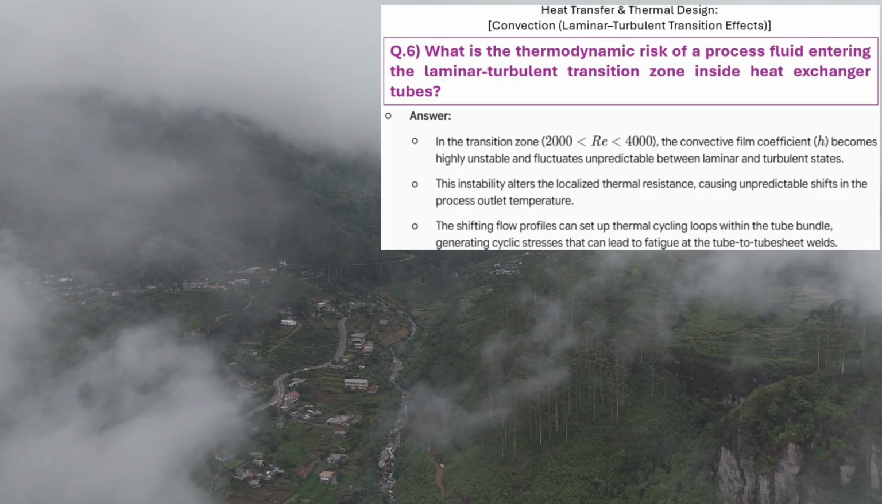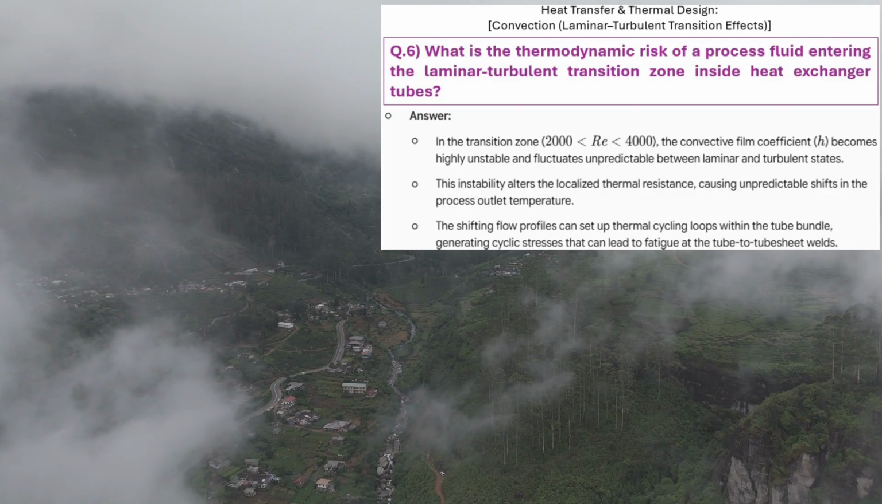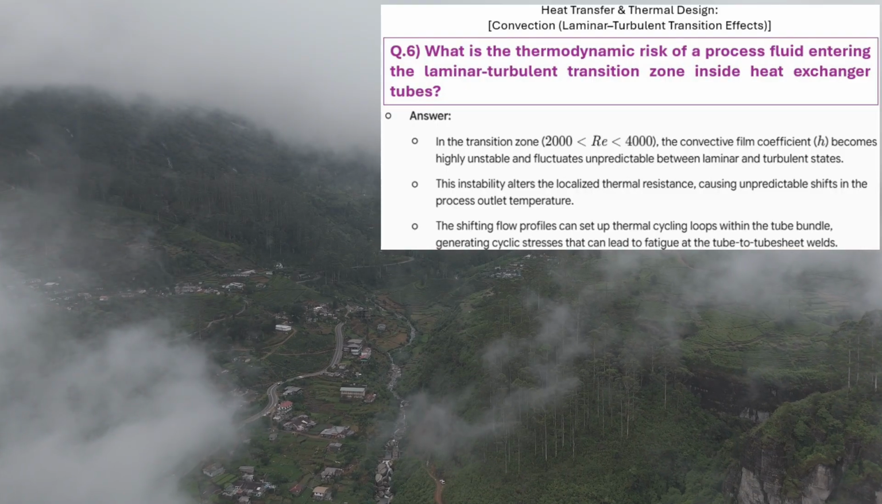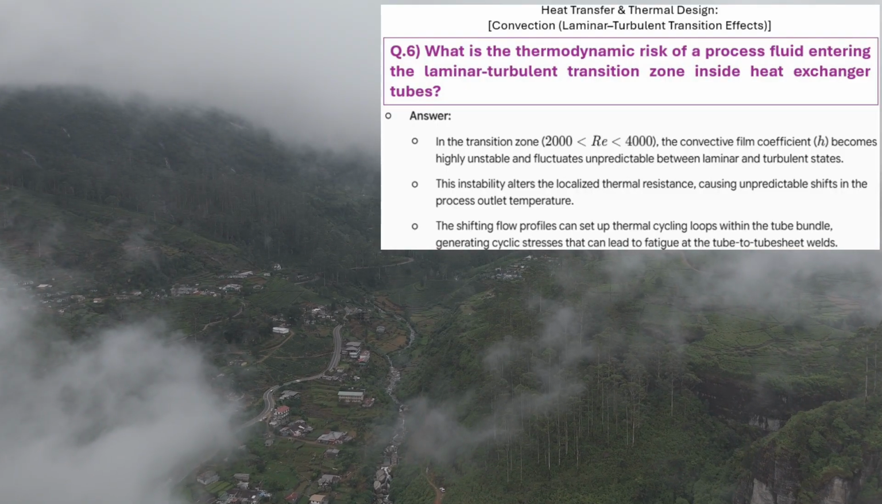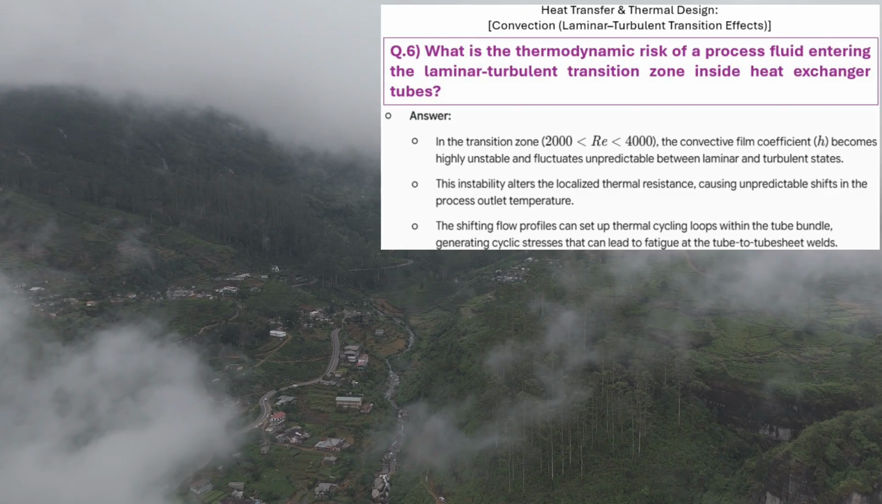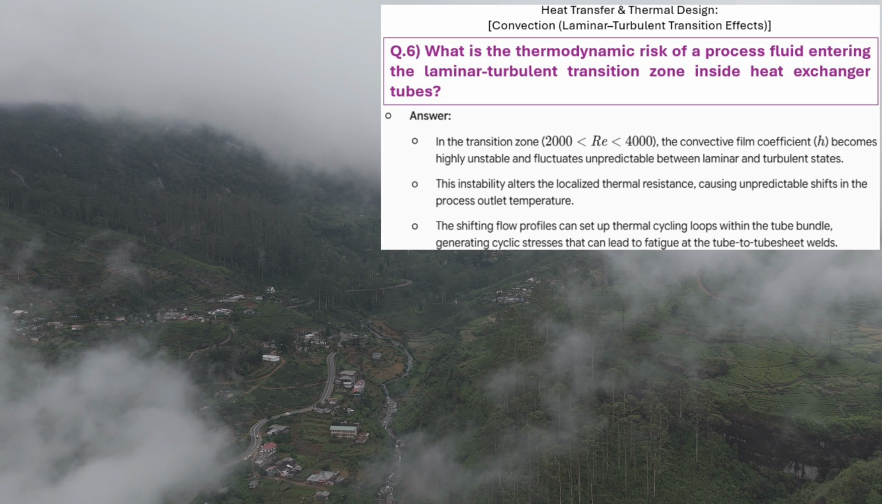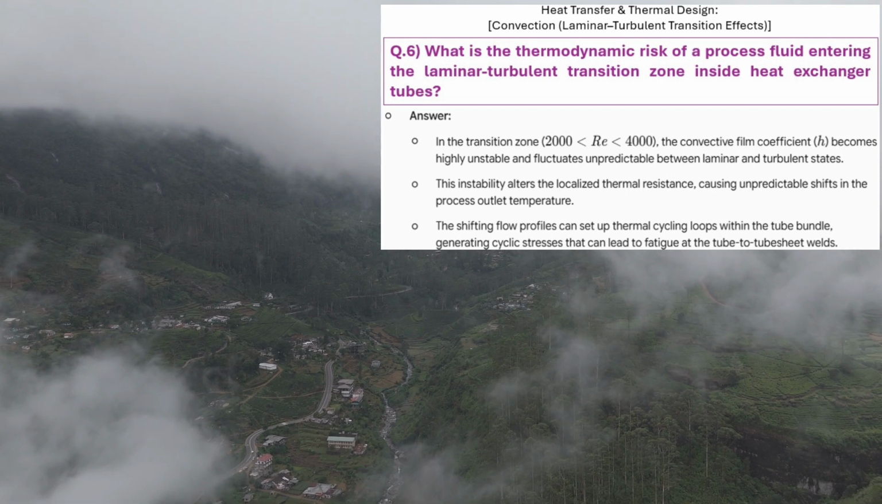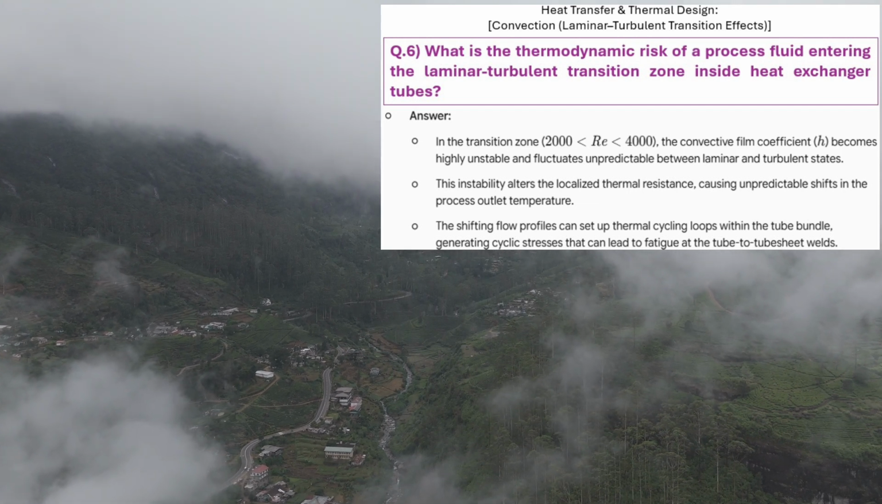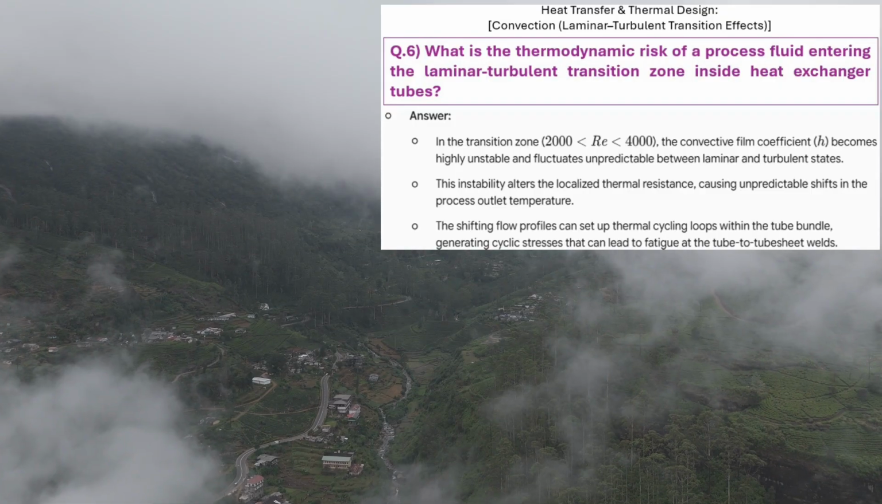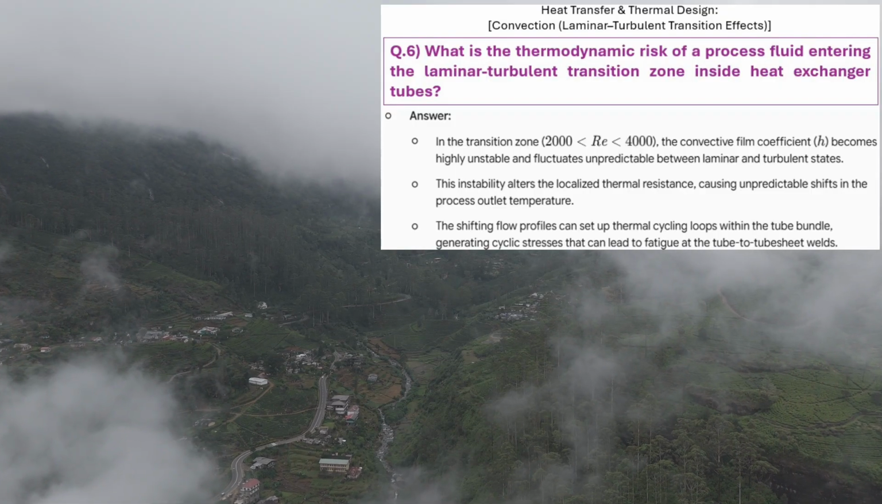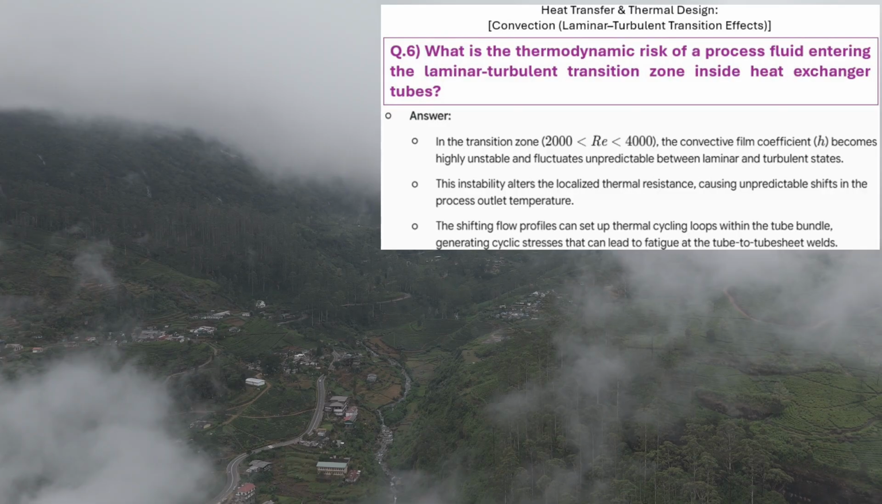Consider a heavy vacuum gas oil cooler, an HVGO unit. Due to feed limitations, it's turned down to 45% capacity. This drops the velocity, pushing the Reynolds number squarely to 2,800. Dead center of the transition zone. Exactly. Immediately, the HVGO outlet temperature begins a rapid sine wave cycle on the DCS, swinging wildly by plus or minus 6 degrees Celsius every few minutes.